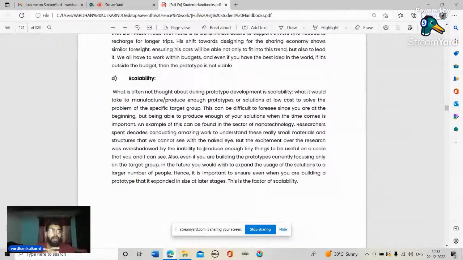Even if you're building a prototype currently focused on a target group of people, in the future, if you wish to extend the usage of the solution to a large number of people, it's important to understand, when building a prototype, its advantages and the factor of scalability again.